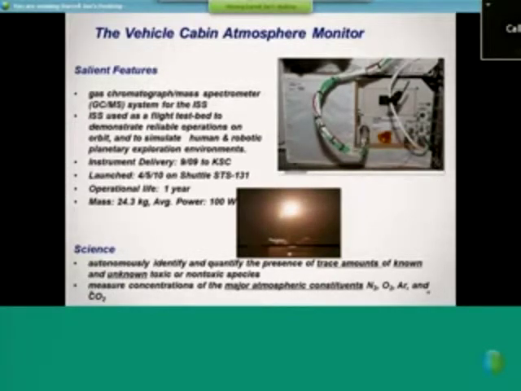Okay, now a little bit more detail about a couple of the instruments. So this is the VCAM, Vehicle Cabin Atmosphere Monitor. It's a gas chromatograph mass spectrometer. For those of you who are into chemistry, you probably know what that is. That's what it looks like on the space station. It's probably a little smaller than the ones you buy for your chemistry lab. Like most GCMSs, it's capable of detecting really thousands of components. It's actually calibrated for a finite list, and it measures not only trace gases, but also the major constituents.